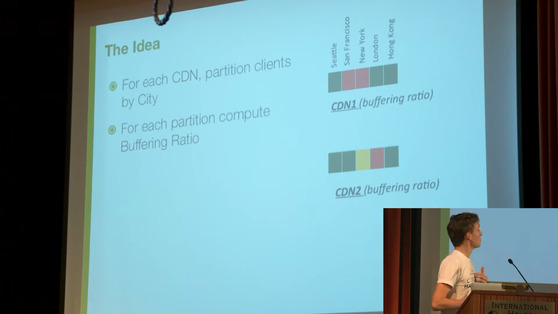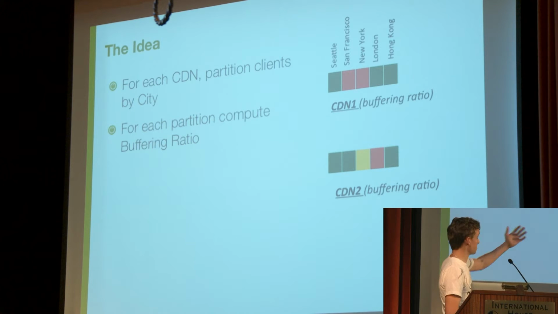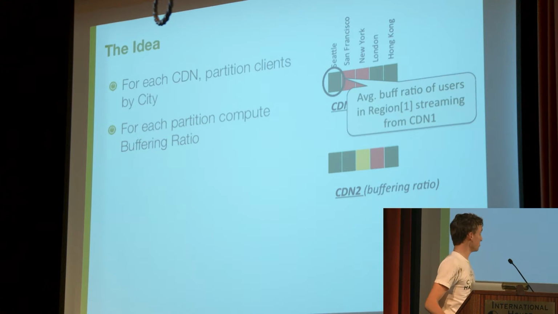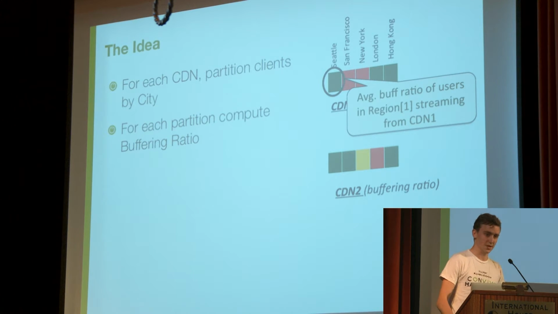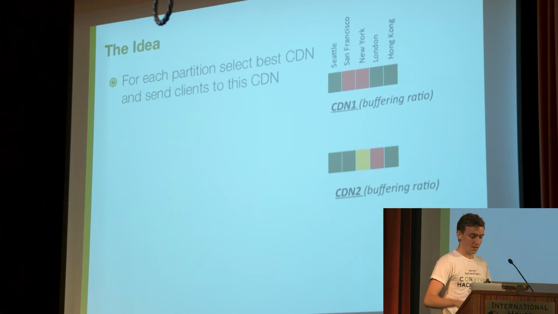For each CDN, we will partition the clients by city, and for each of these partitions, we'll compute the buffering ratio that we see in each, right? And imagine we have 2 CDNs across these 5 major cities. You can imagine these are just heat maps, with a universal coloring scheme: green is good, red is bad. And each one of these cells represents the average buffering ratio in each one of these regions or cities.